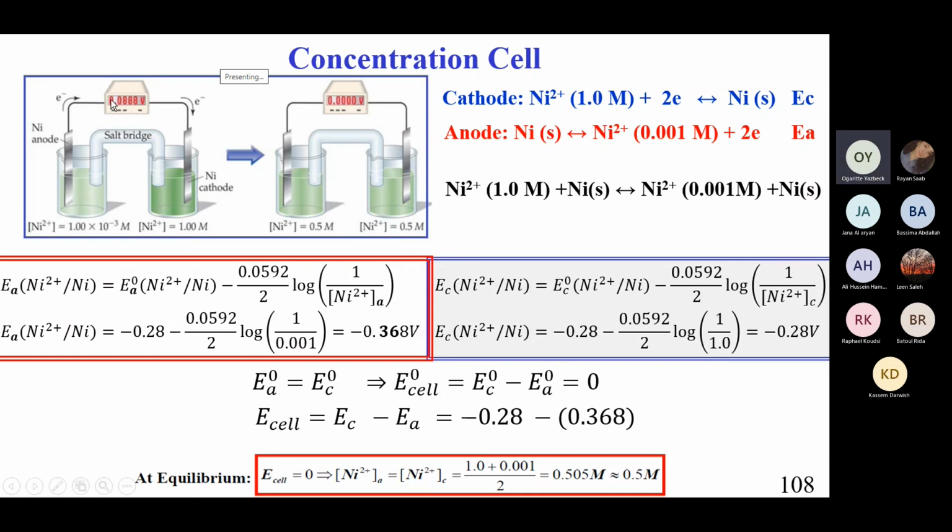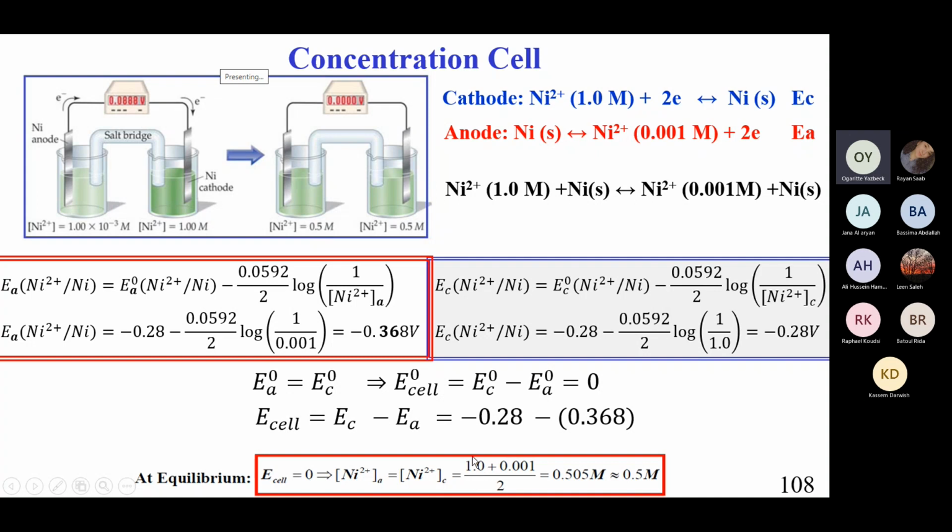This has a certain voltage, an EMF, and this EMF becomes 0 when the concentration of nickel is the same. And it's very logical. When do we say that the concentration of nickel is the same? Well, if nickel 2 plus on the anode and the cathode are equal, that's when E of the cell equals 0.